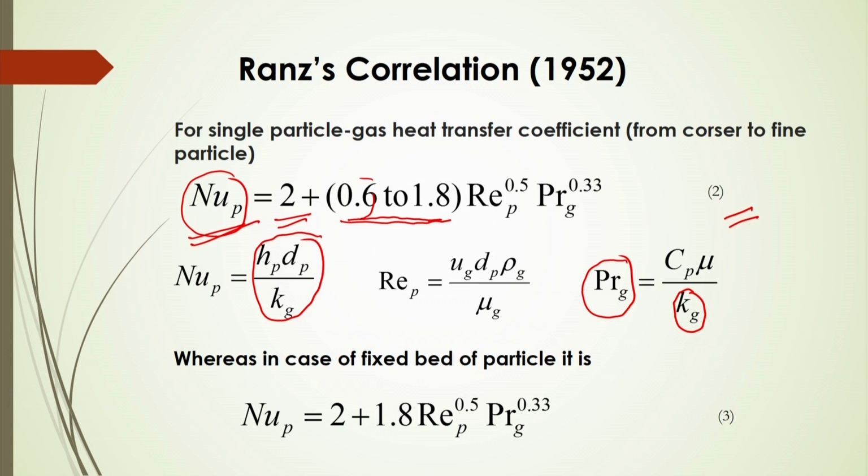Whereas, in the case of a fixed bed of particles, it is seen that the Nusselt number will be equal to 2 plus 1.8 Rep to the power 0.5 times Prandtl number to the power 0.33, given in equation number 3. For the fixed bed, this is the same value. If we compare the finer particles under fixed bed conditions, the heat transfer coefficient will be almost the same for this case.